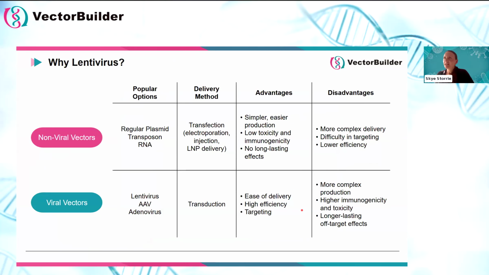So why choose lentivirus? There are lots of different gene delivery systems out there that are available. But first, let's look at why you would maybe opt for viral vector systems over non-viral vectors. So non-viral vectors include things like regular plasmid, transposon, or RNA. And the main advantages of these types of systems is that they're pretty easy to produce and generally safer than viral vectors. However, the main sort of drawbacks of these systems is that it is more complex to deliver.